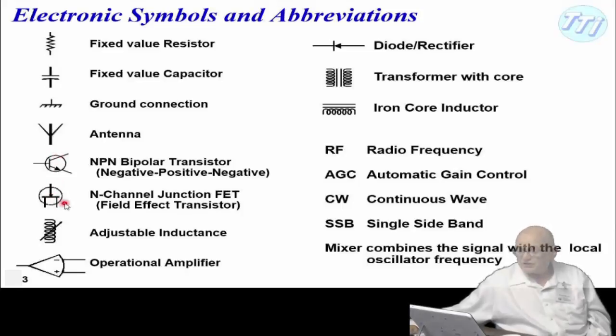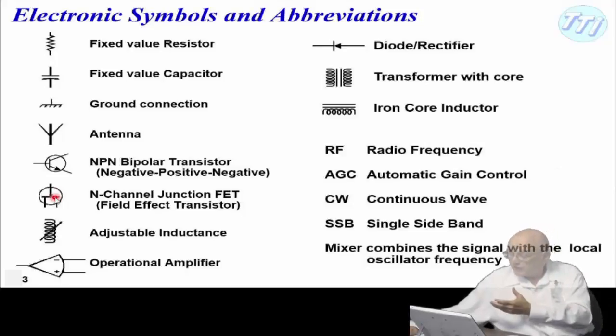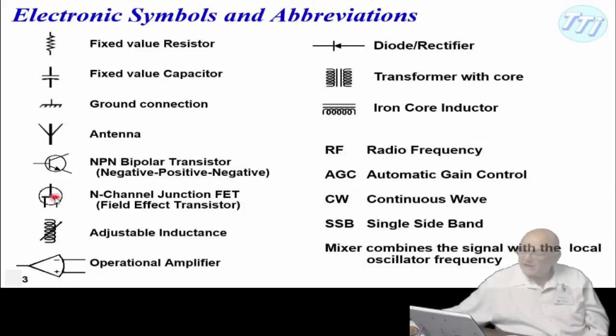This right here is a junction FET, FET being field effect transistor. Now, the purpose of a field effect transistor, which we'll go through the theory of later on, is to have what they call a high input impedance. You'll learn how when you need a high input impedance, you're not loading the circuit down, which means you're not changing the voltage values when you hook a meter around. Again, there's the inductor, and that's with a little arrow through it called adjustable inductance.